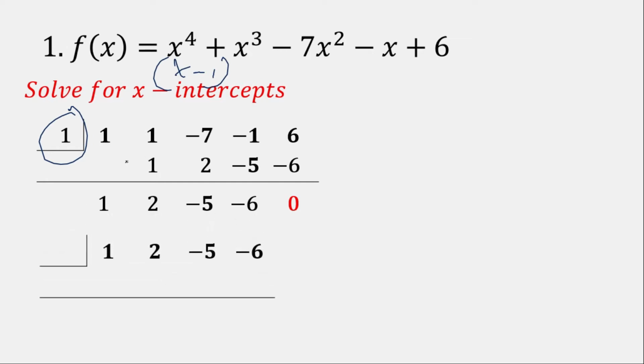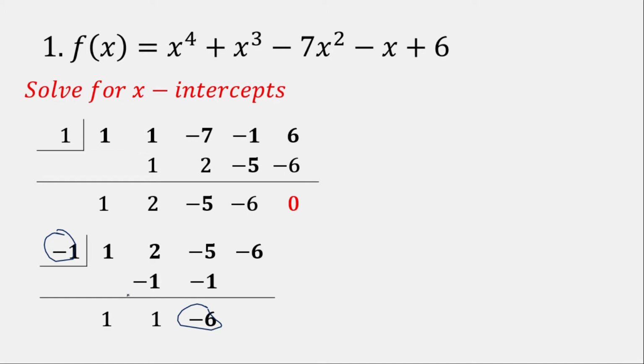Okay? Now using the remaining numbers here, you could just test another number again. Again, let's just start with the lesser number so that it would be easy for you to compute and to test. So I will test negative 1. 1 times negative 1 is negative 1. Combine, we have positive 1, then negative 1. If we combine this, we have negative 6. Now negative 1 multiplied by negative 6, the same sign, we get positive 6. And if we combine this, we get a 0. So therefore, it is a factor again.